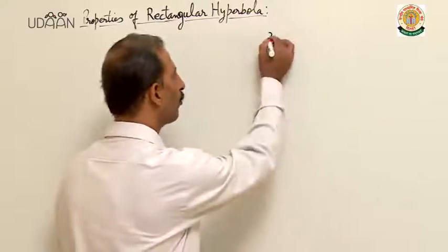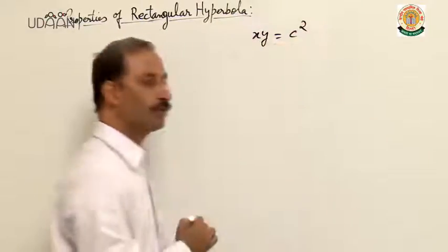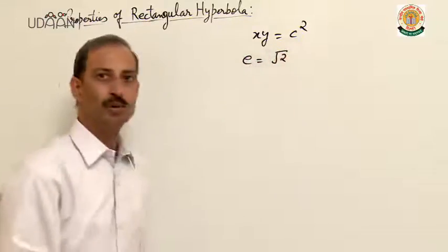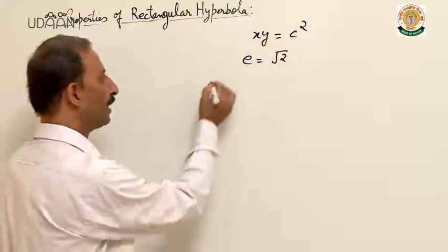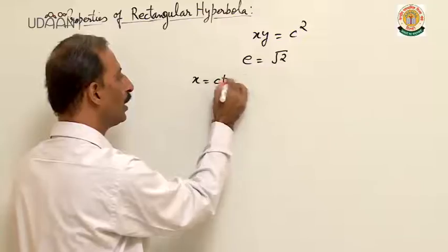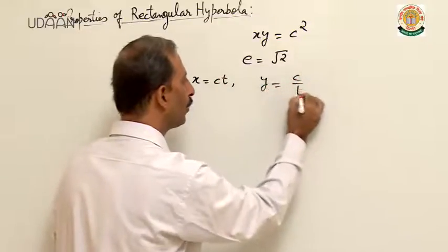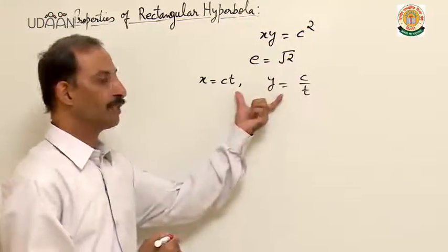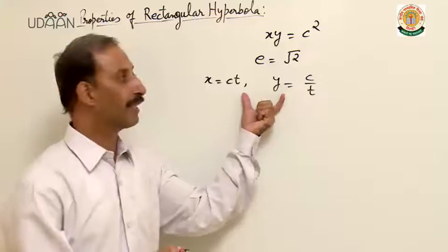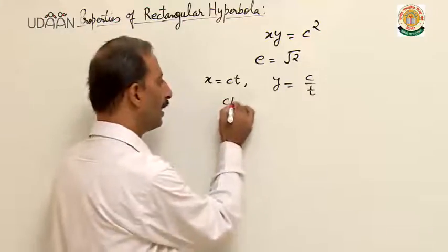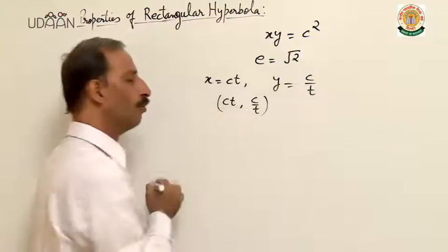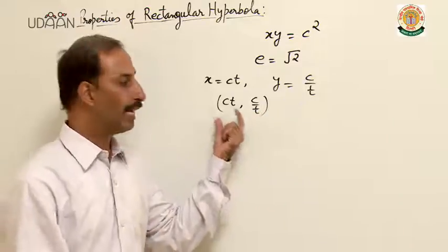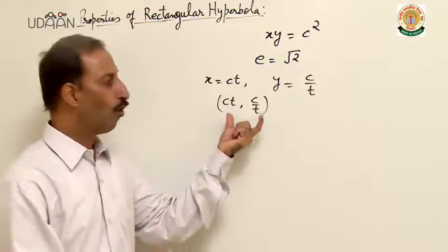Now the equation of the rectangular hyperbola I have taken is xy is equal to c square. You know its eccentricity always remains fixed at root 2. Now the point we are taking on this hyperbola is x is equal to ct and y is equal to c upon t. If you multiply, it will satisfy this equation. This is known as the parametric equation of the rectangular hyperbola, and this coordinate ct comma c upon t is known as the parametric coordinates of the rectangular hyperbola. So if you choose any point on the rectangular hyperbola, always take it in this form.